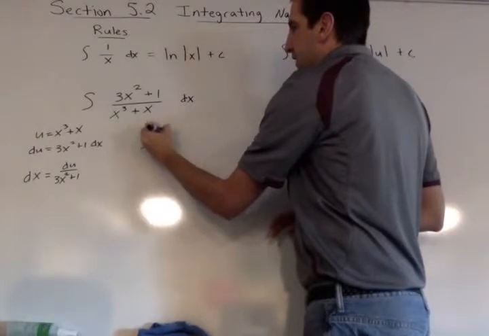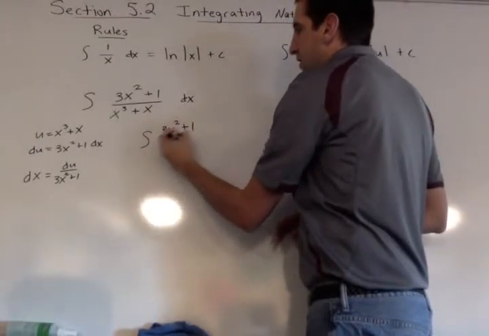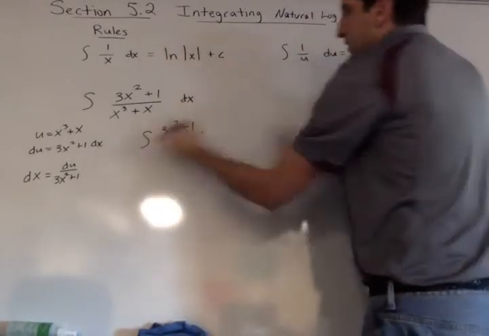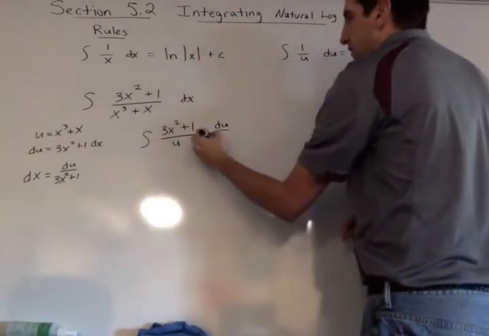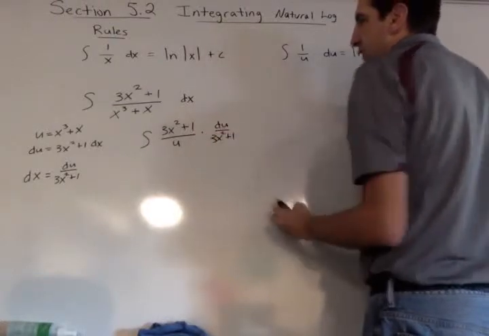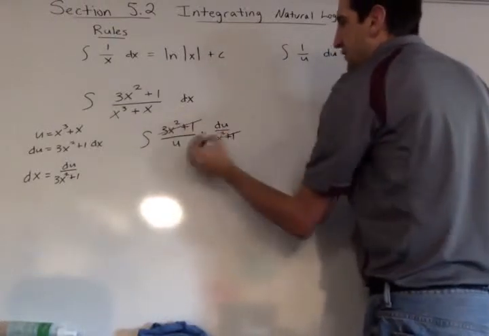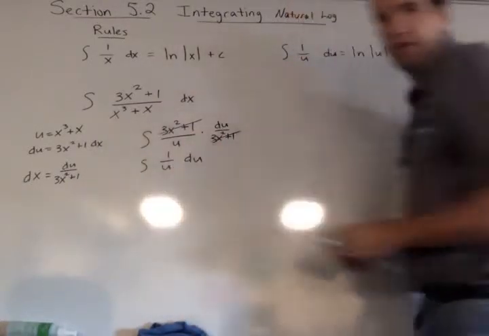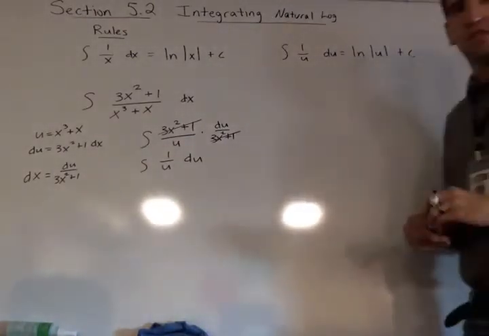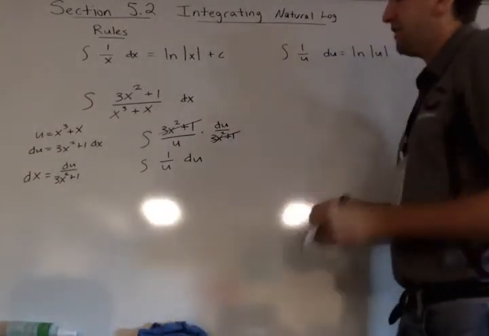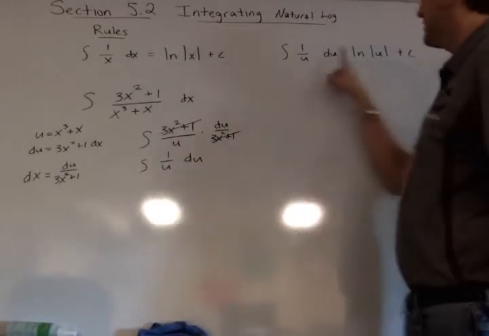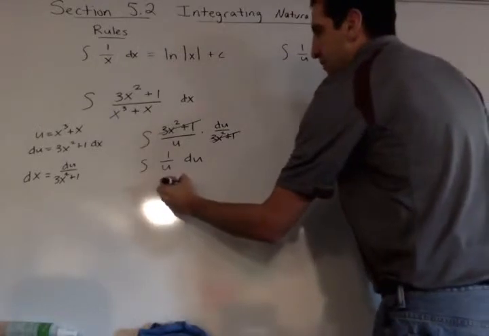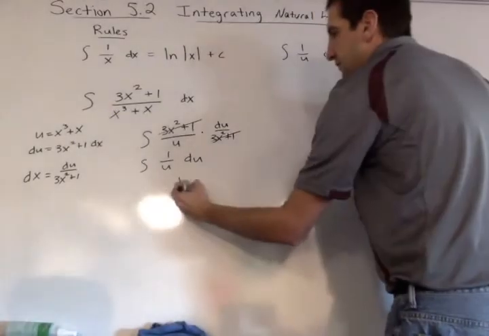We have the integral of 3x squared plus 1 over u times, and now replace dx with du over 3x squared plus 1. This one works out pretty nicely. The 3x squared plus 1's cancel out. So I'm taking the integral of 1 over u du. And to finish this up, we can do our substitution as we integrate. We know that the integral of 1 over u is natural log u.